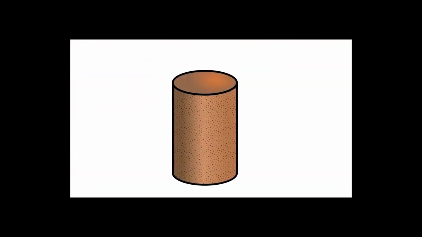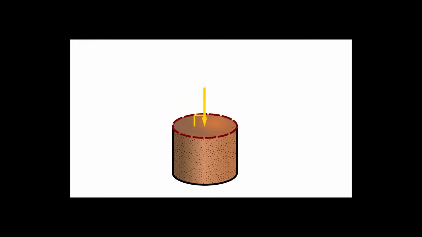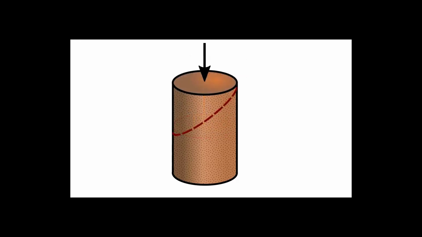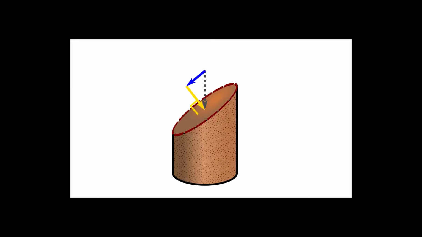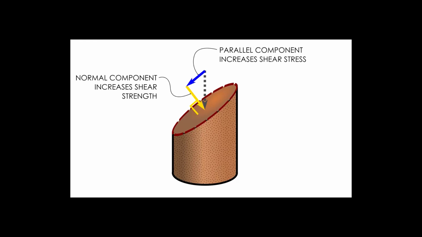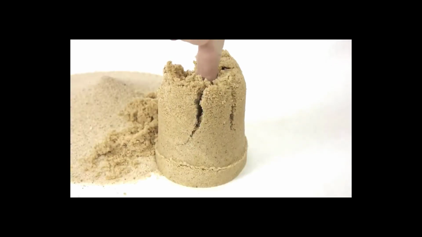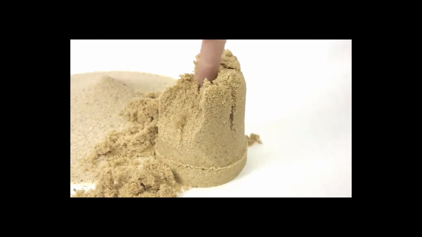Let's look at a sample of soil and apply a vertical force. If you analyze a horizontal failure plane, our force is completely perpendicular, or normal, so it's increasing the shear strength of the soil. But if we look at an angled plane, things change. On this plane, the force is partly acting normal, increasing the strength, but it's also partly acting in parallel to the plane, increasing the shear stress. The steeper the angle of the failure plane, the more the vertical force contributes to shear stress, and the less it adds to shear strength. If the shear stress exceeds the strength, sliding occurs, and we say that the material has failed.